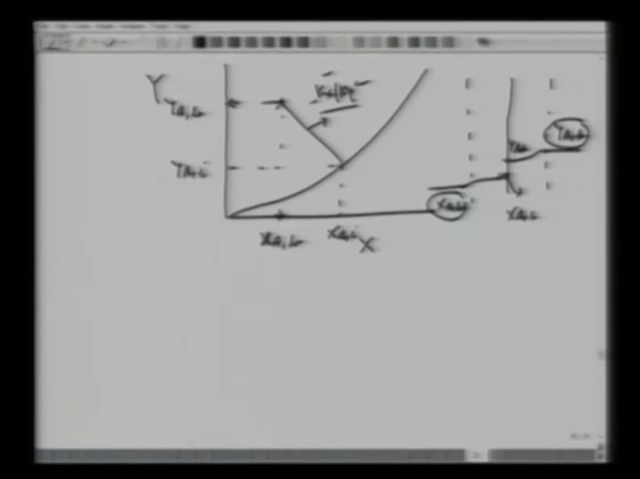Okay, so let's try to understand this again. We start with the equilibrium curve, which is given from thermodynamics. So we have already done this experiment, batch experiments, and we have obtained this solubility curve or isotherm, or we know the relation between y and x at equilibrium.